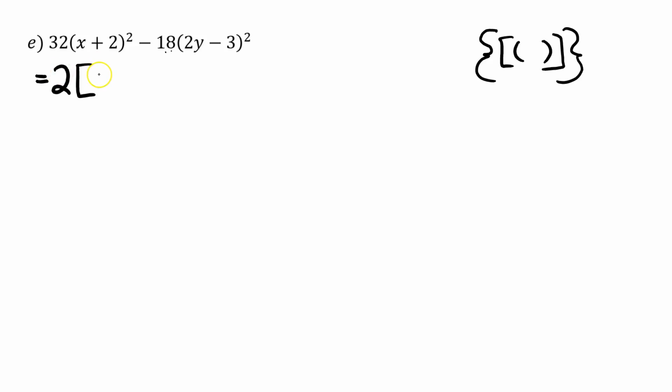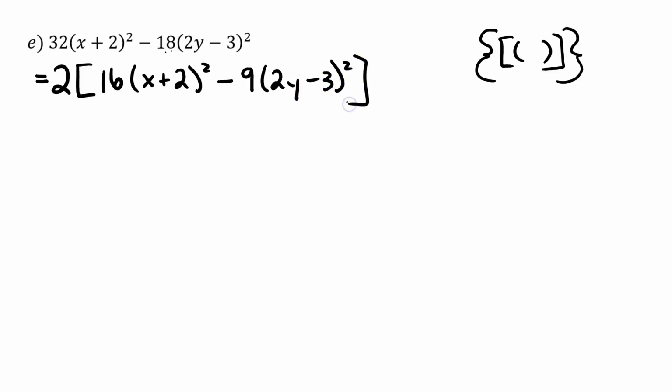So 2, and then I have 32 divided by 2 is going to be 16. And then I have x plus 2 squared, minus 18 divided by 2 is 9, times 2y minus 3 squared. Oh my goodness. Look at this. 16 and 9. Those are perfect squares. So I'm going to say let... you know what? I like my a's and b's. So let a equal x plus 2. Let b equal 2y minus 3. I'm going to substitute back.